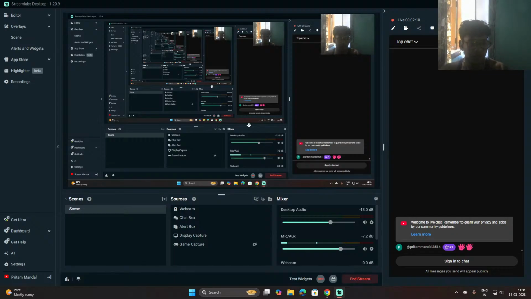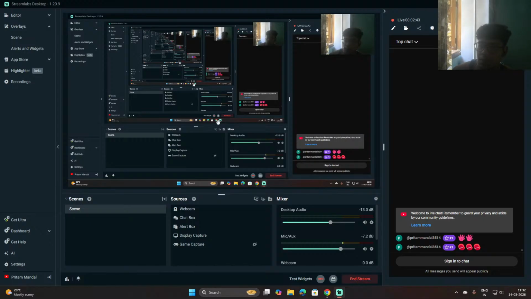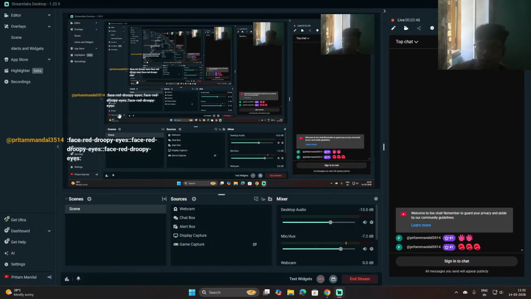Okay, let me see. So is it showing if I do a gesture, or not? No, it's not showing. It is showing only the chats. If I try this, it will show. Why not? It's shown here.